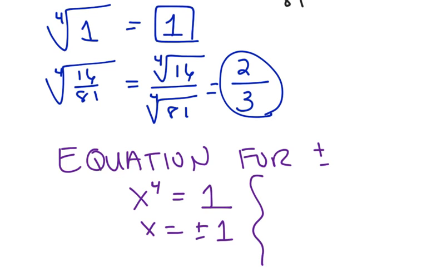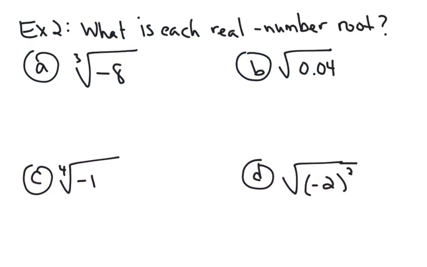But if I just ask you to find the fourth root of 1, and it's not an equation, it's an expression that's being simplified, the answer is just 1. So be careful. Plus or minus is only used in the cases where you're actually solving an equation. It is not used when you are simplifying an expression.